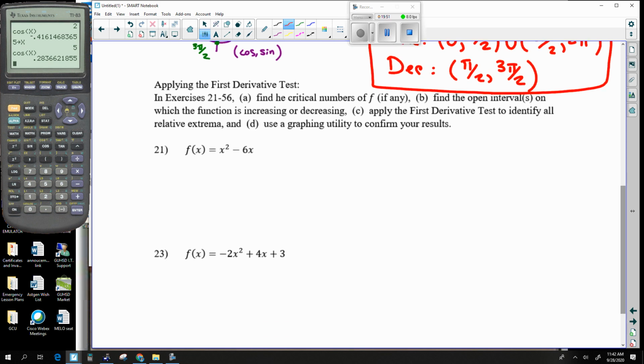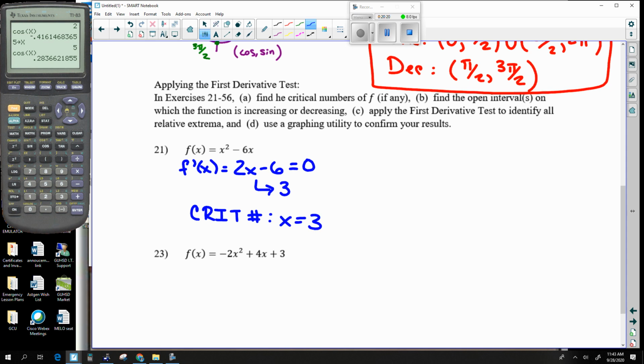All right, now, this is what the first derivative test is really going to get you. Now that we know how to identify where things are increasing and decreasing, let's start with that. So we take the derivative. I see that important stuff is occurring at 3. So identify all critical numbers. Here I have a critical number at 3.